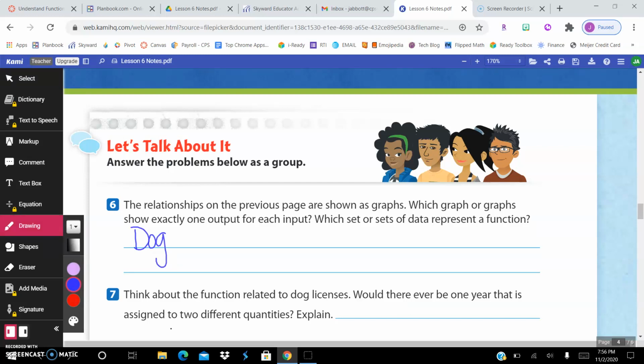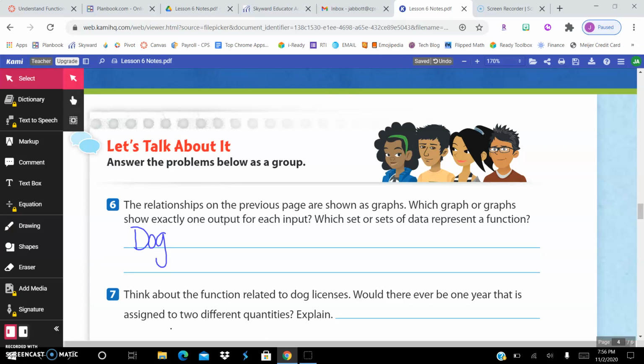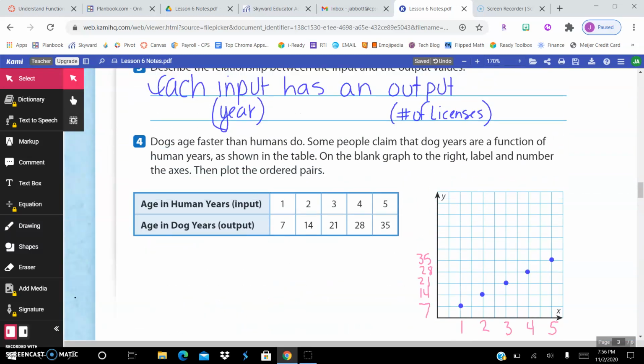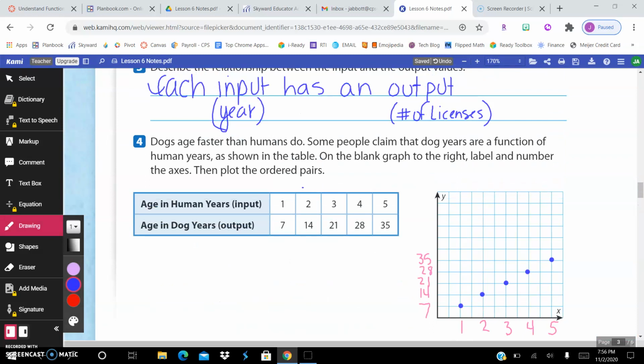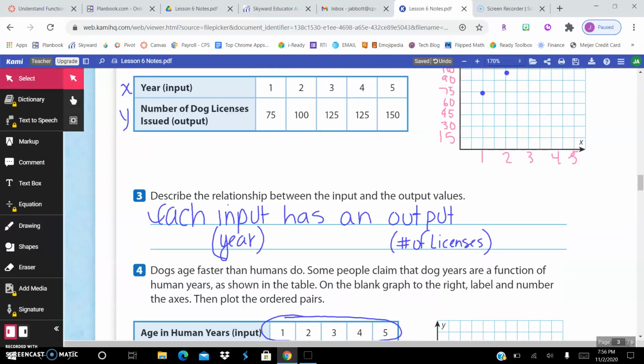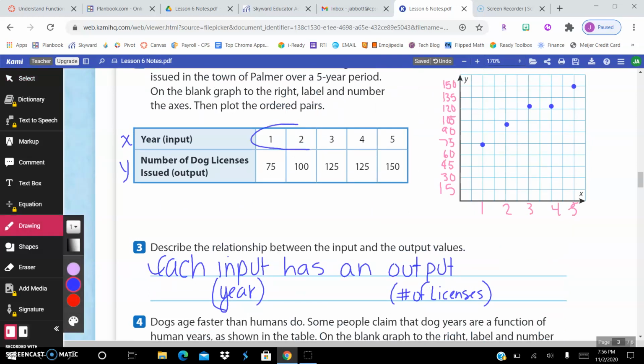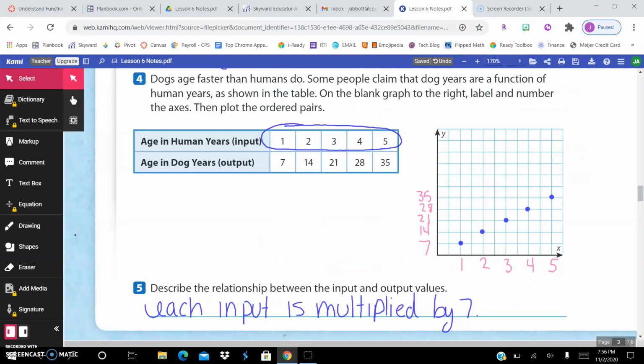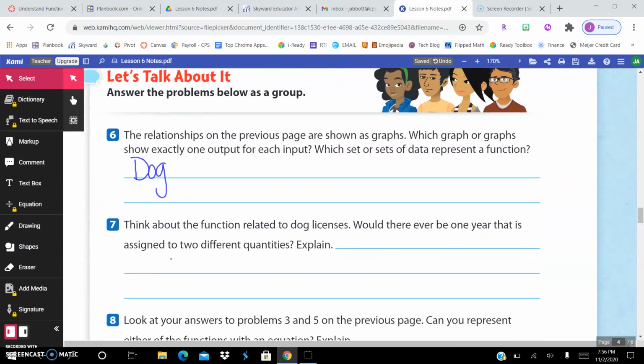And then which set or sets of data represent a function? If I go back up here, do the x's repeat here? No, they do not, so that is a function. And then if I go back up here, the x's don't repeat there either, so that would be a function. So both are functions.